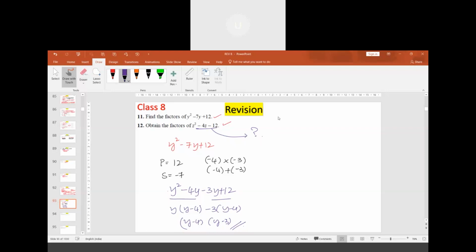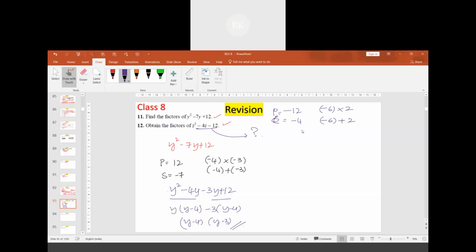Product is negative 12. Minus 6x, product, plus 2x. The sum of 2 and 6 is minus 4. Minus 6x plus 2x, sir. Minus 6 added to positive 2. Minus 6 multiplied by positive 2.